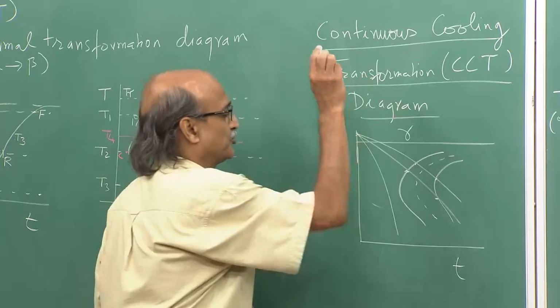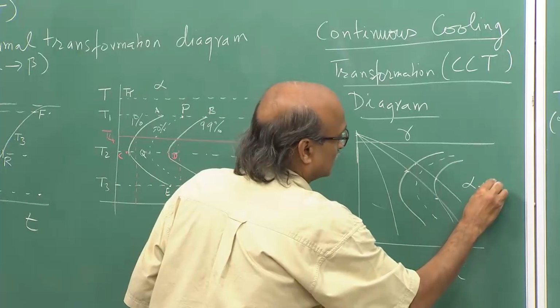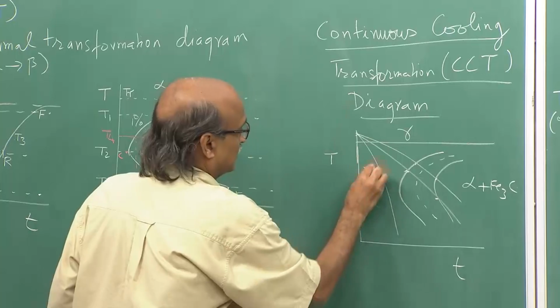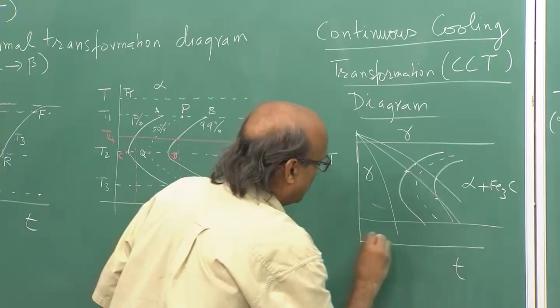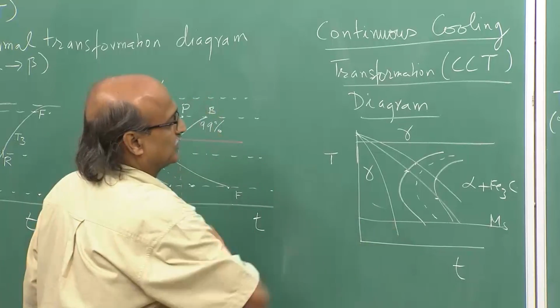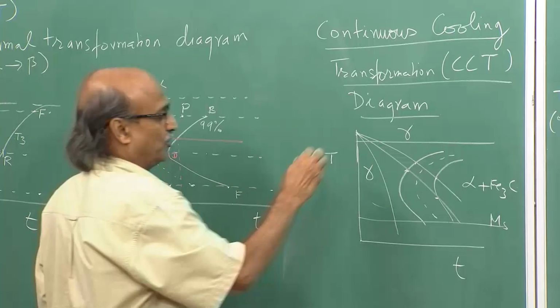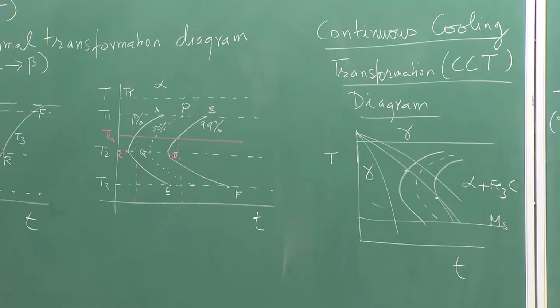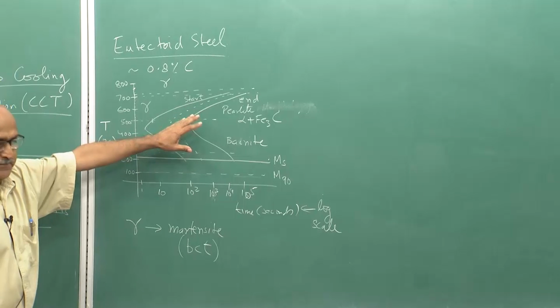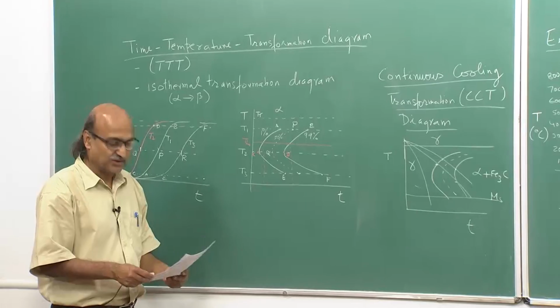If this is austenite here, then out here would be alpha plus Fe3C, out here is austenite, and then you will have the martensite start line over here, and you will get martensite if the continuously cooled material does not touch the C curve. And this diagram can be derived from the TTT diagram, but however we will not be doing this in this course. With this I stop here.